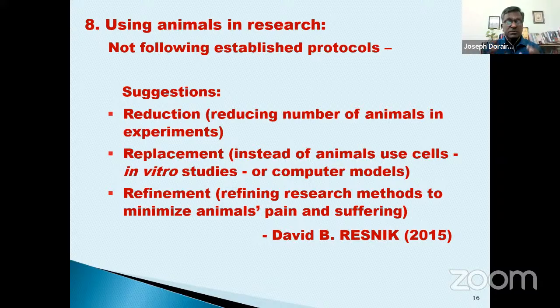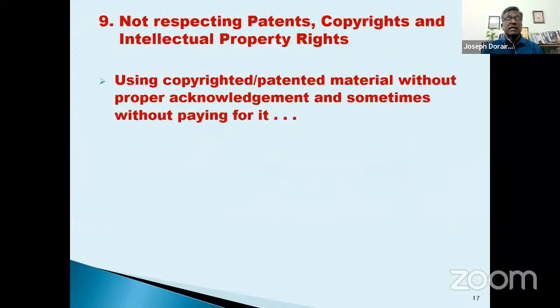Now your research is important. You are doing some research with the help of monkeys, and you have to kill them. There is no other go, because the outcome is something dramatic, something significant, something life-saving. So in that case, Resnik talks of refinement. And what is refinement? At least let us minimize the animal's pain and suffering. So this particular slide talks about carrying out research in life sciences, particularly dealing with animals.